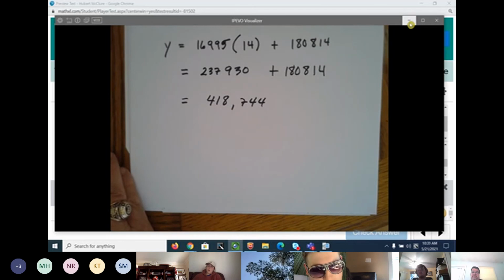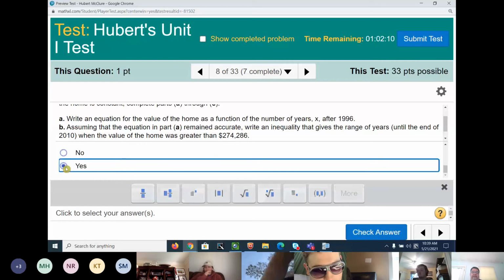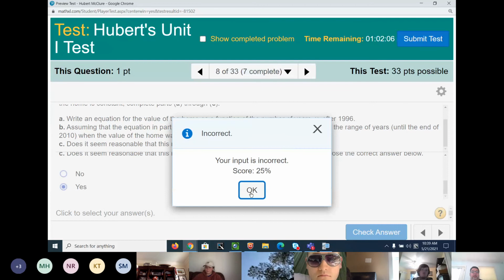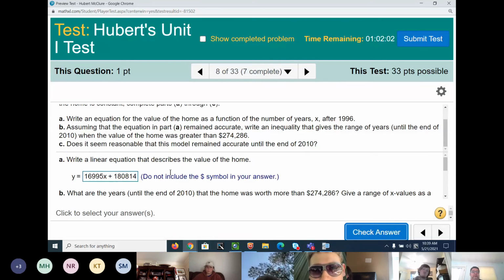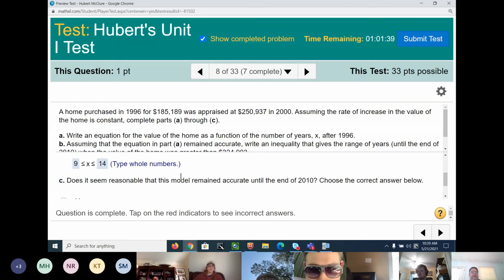Actually, it's too big. But does it seem reasonable? Yes. Uh-oh. We got something wrong. Let me check to see what the answers are and see if I got a rounding problem. 16,437. How'd they get 16,437? I got different numbers. They got 16,437 and 180. I don't know unless they did something wrong.